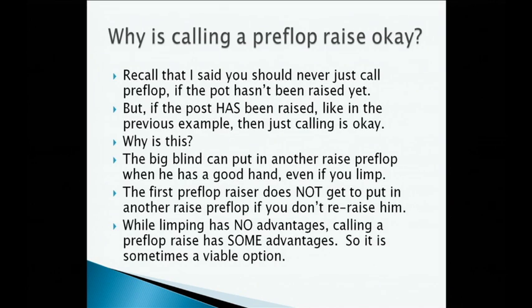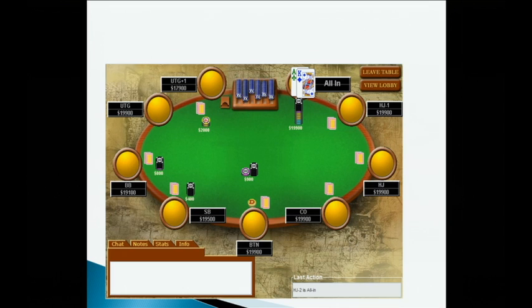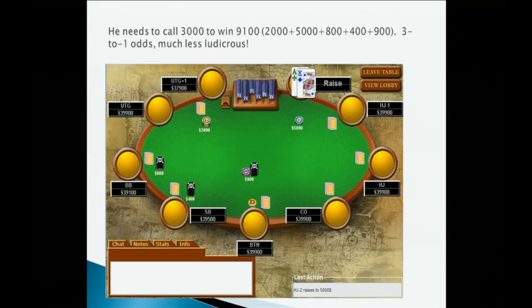The reason why in the first case there's no real advantage to not raising, just calling, is because the big blind, if they have a good hand, can still raise anyway. So it doesn't matter. But in this case, there is a huge incentive to not re-raise. What is it? Let me go back here. What's the huge incentive to just call for 2,000 instead of making it 5,000?